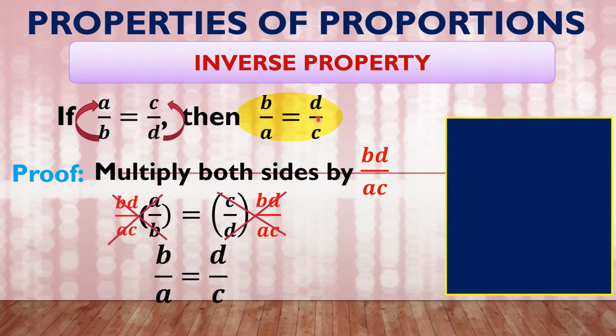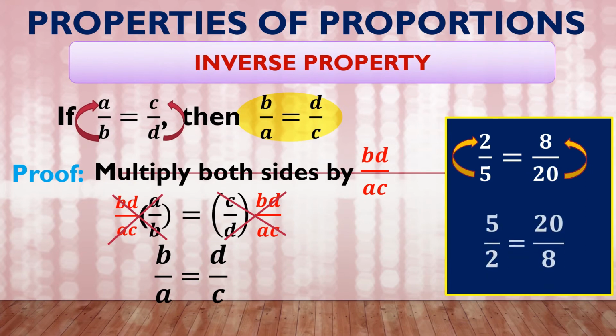Let's have an example. So, we all know that 2/5 is equal to 8 over 20. So, let's just follow the pattern, no? It is 5 over 2 is equal to 20 over 8. And so, let's again verify if their cross products are equal using cross multiplication. So, 5 times 8 is equal to 40, and 2 times 20 is also equal to 40.